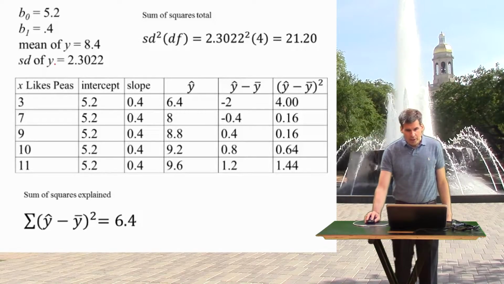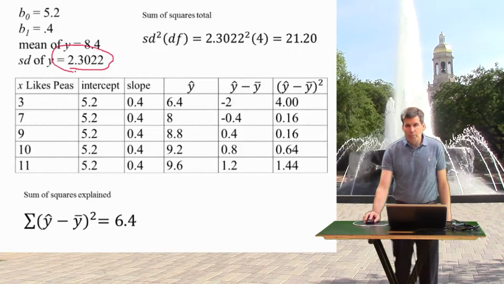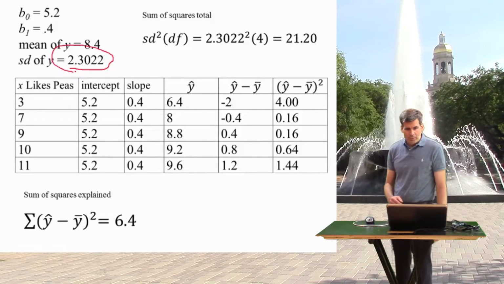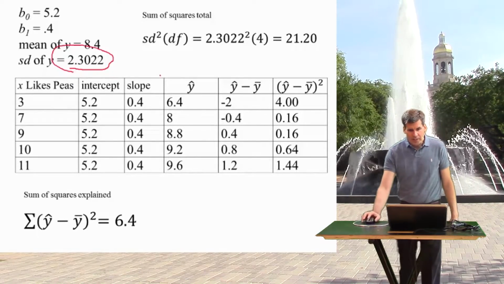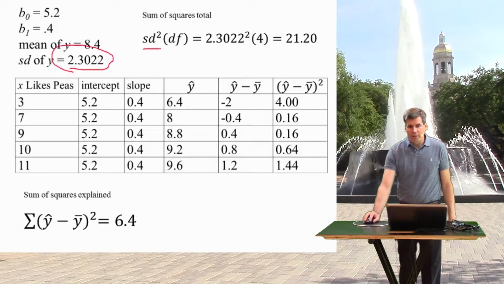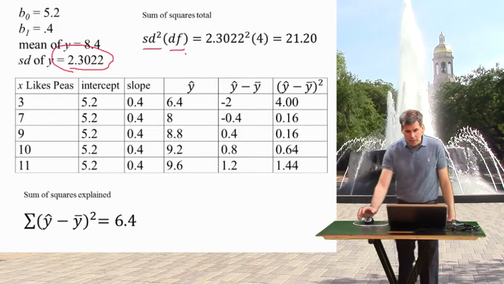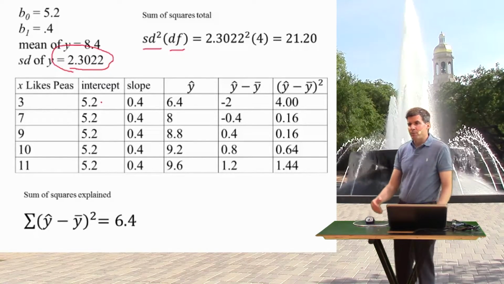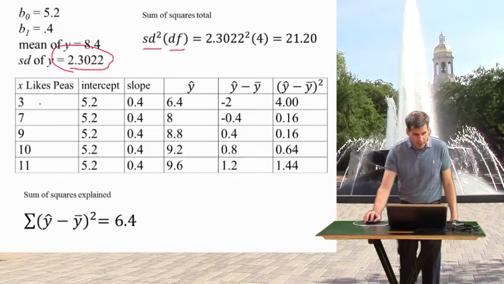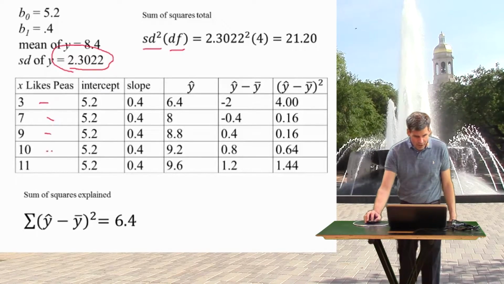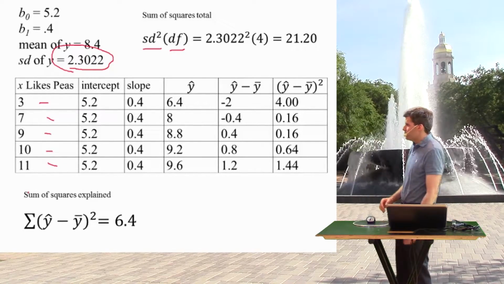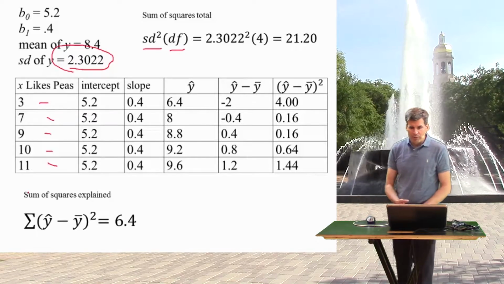Well, I tell you right over here that the standard deviation of y is 2.3022. If we take that standard deviation and square it, we'll have a variance. And if we multiply that by our degrees of freedom, we will have our sums of squares. Degrees of freedom are n minus 1. We can just count. We've got 5 people, so our sample size is 5, so our degrees of freedom are 4.